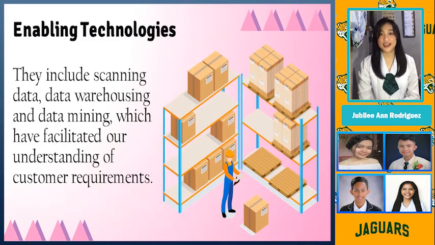Enabling technologies. These drive ECR and make it work. They include scanning data, data warehousing, and data mining, which have facilitated our understanding of customer requirements. Examples include EDI, which is increasingly about synchronizing trading data among supply chain partners in advance of doing business, as it allows the transmission of forecasting data back up through the supply chain.